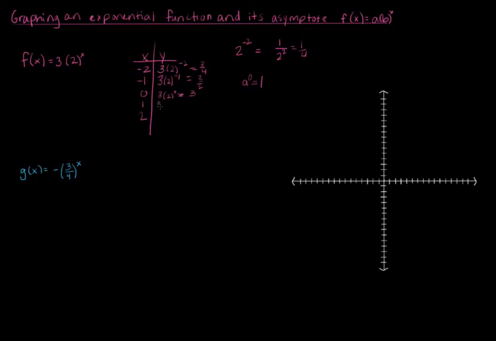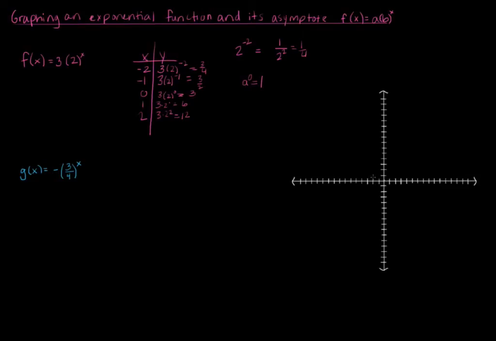And then 3 times 2 to the first power is just 3 times 2, which is just 6. And then 3 times 2 squared is 3 times 4, which is 12. Okay, so remember that exponents always come before multiplication. So you have to do that exponent first. So this wouldn't be the same as saying 6 squared, which is 36. It's not the same as that. Okay, so let's go ahead and graph these points.